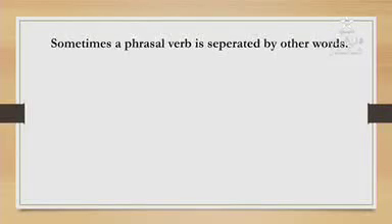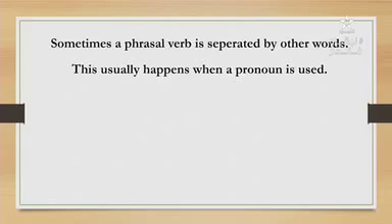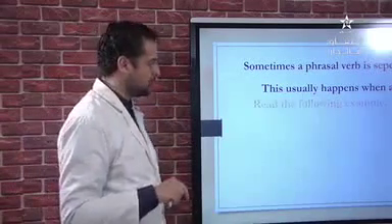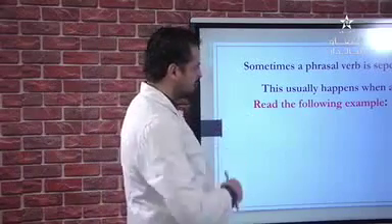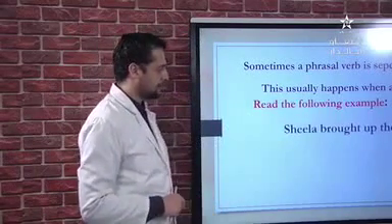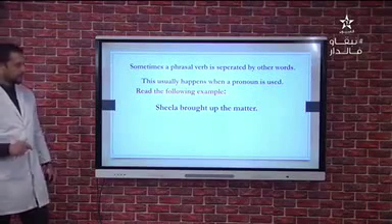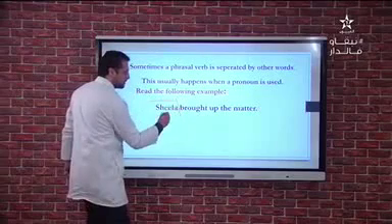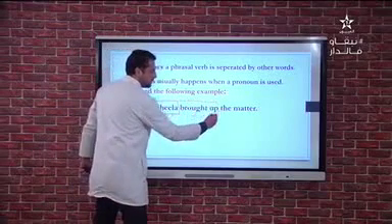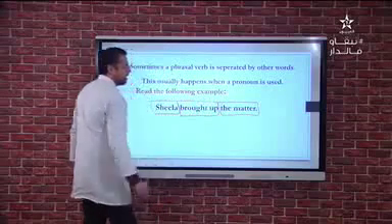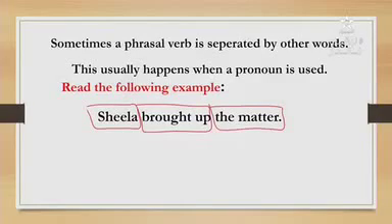Right. Now, sometimes a phrasal verb is separated by other words, and this usually happens when a pronoun is used. So be careful with this situation, and let's study this example. We have: Sheila brought up the matter. As you can see, Sheila here is the subject. Here we have brought up, this is the phrasal verb. And the matter, this is the object. Right. So until now, everything is fine.